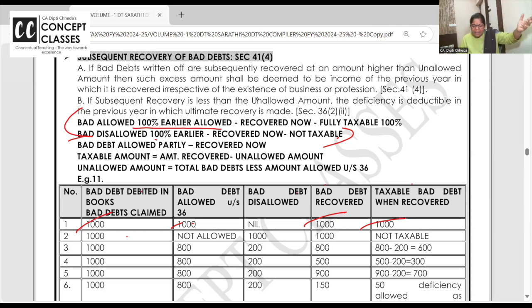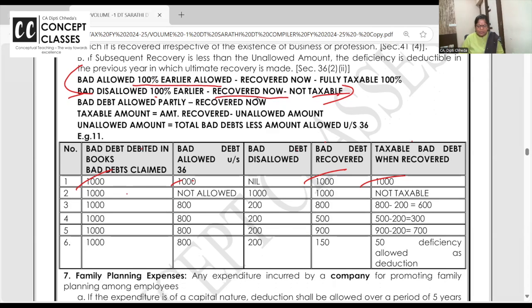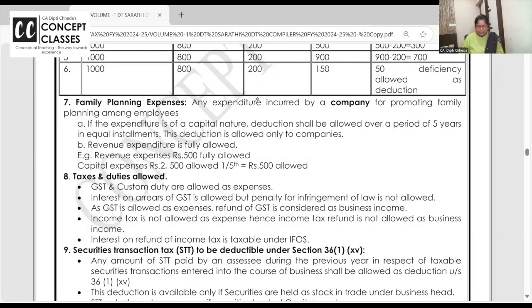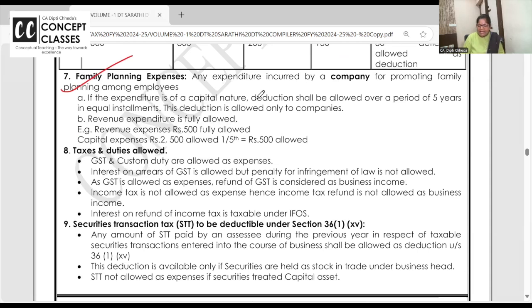They added it in my income. So I've already paid tax on 10,000. Now after 3 years, if I recover it, it's not taxable again. You're not going to tax it again. Clear to all of you? Yeah? Right. Next is family planning expense.